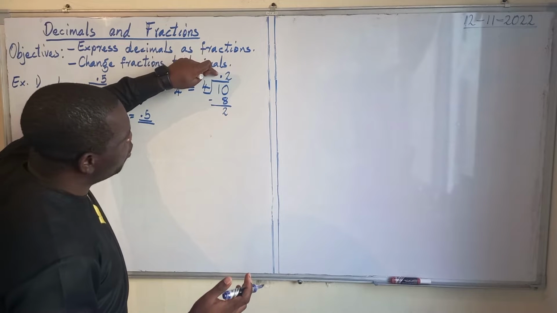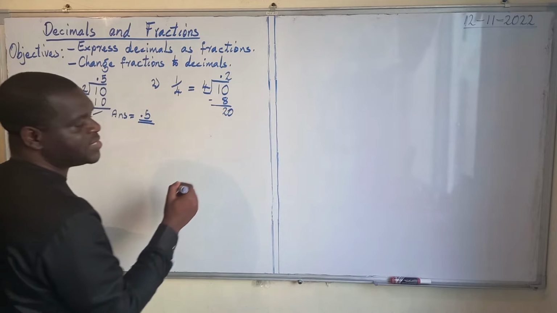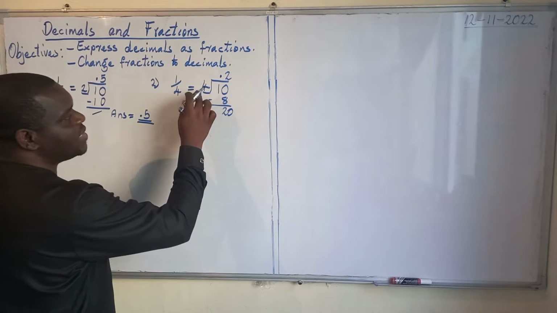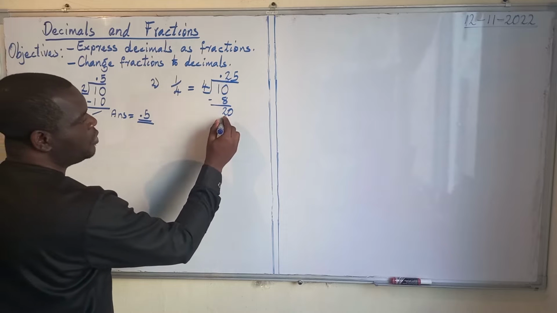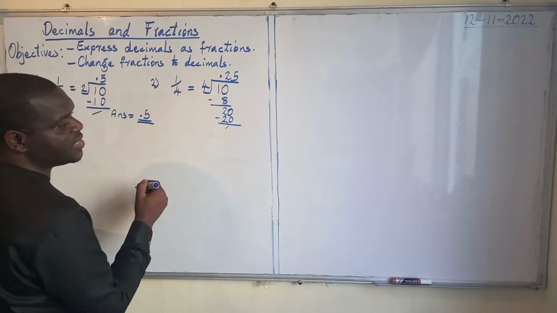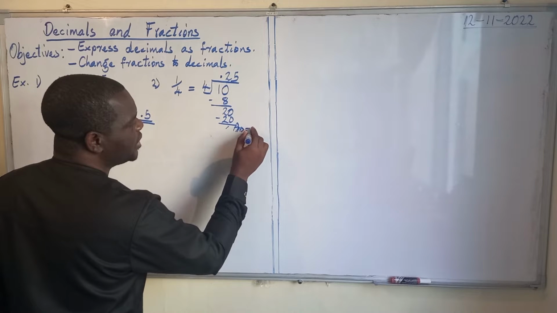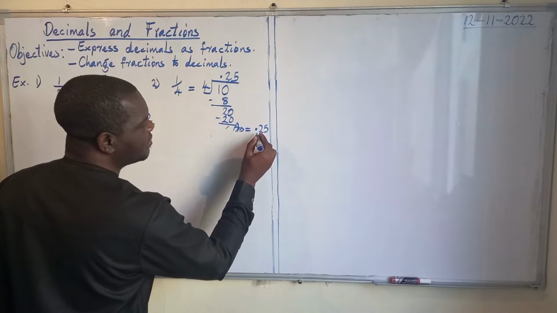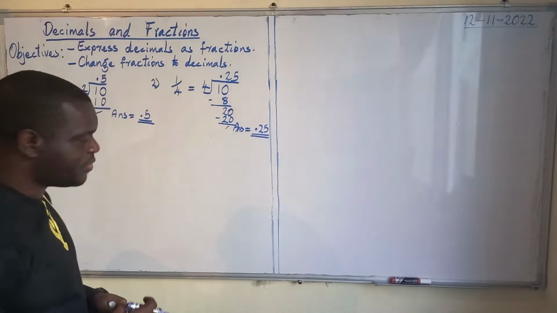Because a decimal point exists here already, you just affix a 0 behind this number, and 20 divided by 4 is going to give us 5. 5 times 4, 20, and if you subtract this, it will give us a 0, and our answer at this level is 0.25. So let's move on to example 3.